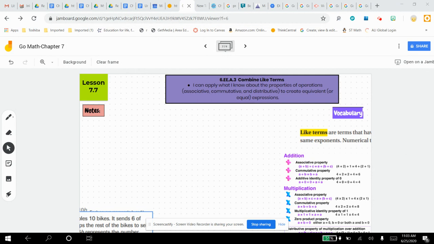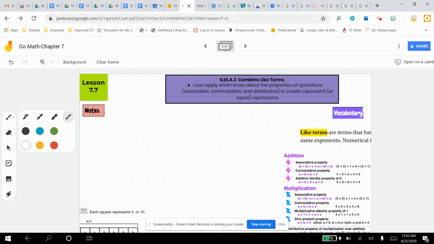In this particular lesson, the I can statement for today is: I can apply what I know about the properties of operations, such as associative, commutative, and distributive, to create equivalent expressions, or equal expressions.